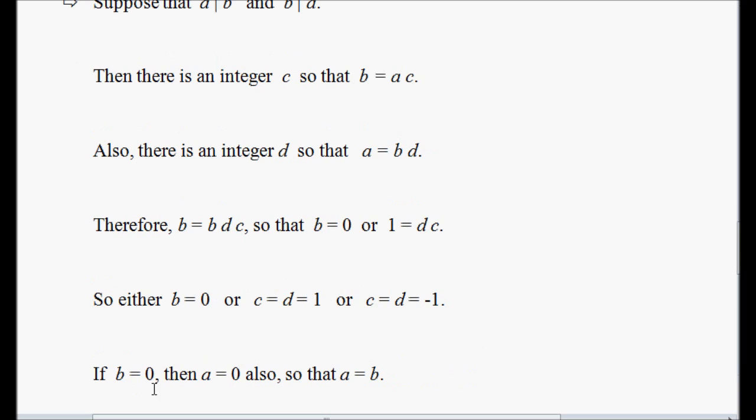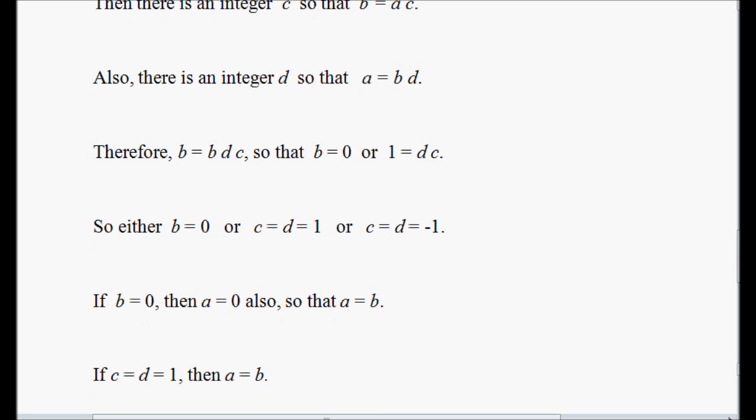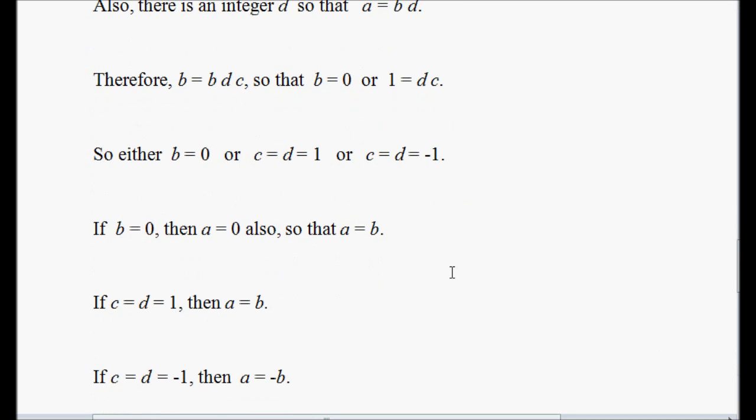If B is equal to 0, then from up here, if B equals 0, then so is A. So A equals 0, B equals 0, so that A equals B. That's case 1. Case 2, if C and D are both 1, then if I plug in D equals 1, I get A is equal to B. And if D is equal to negative 1, then up here, I look at the definition of A, and so A will be equal to negative B. So either way, A is equal to B or A is equal to negative B.